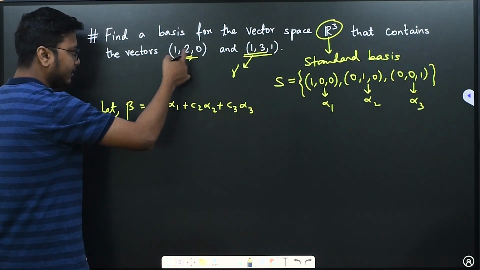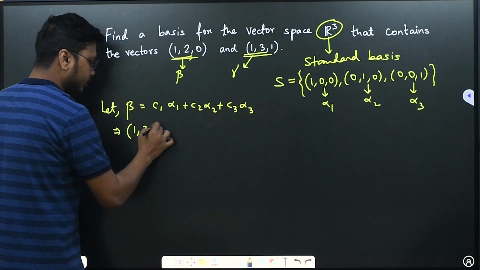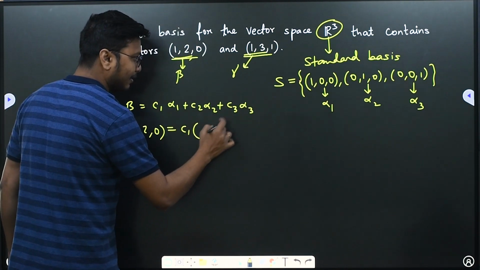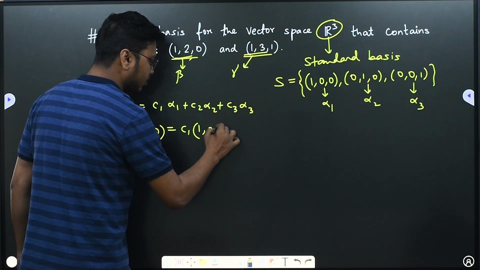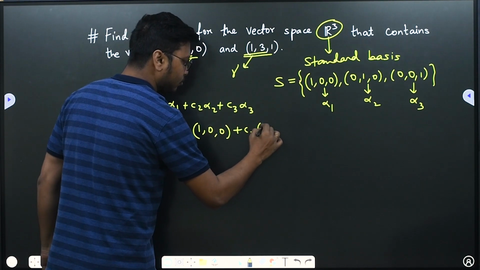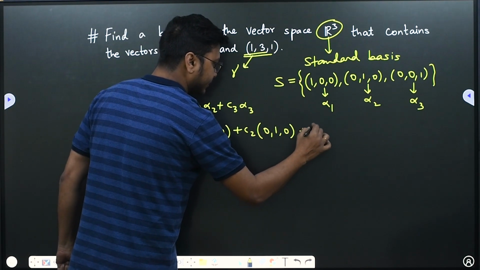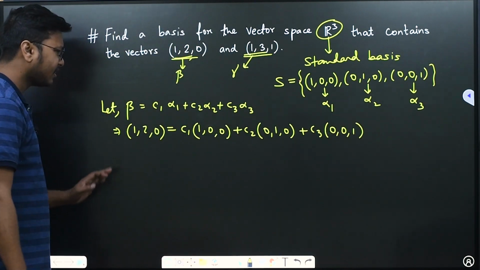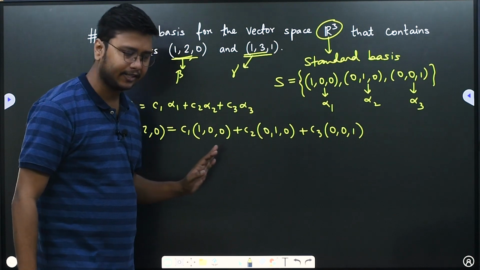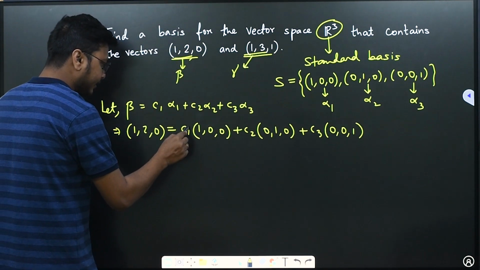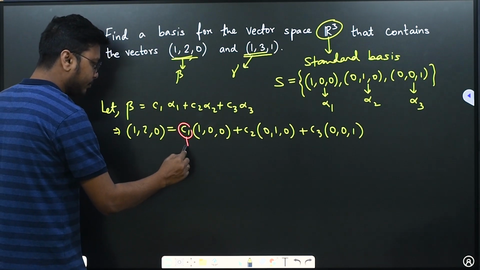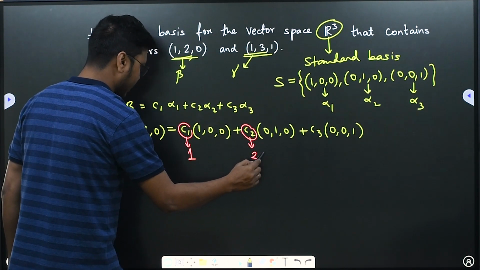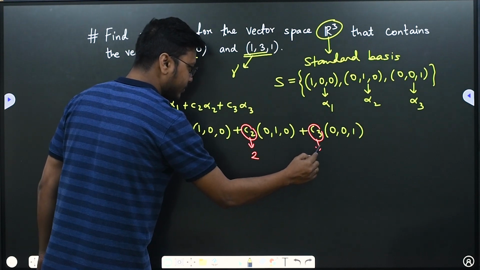So let's plug in the values. Beta value is (1, 2, 0), which equals C1 times alpha 1, which is (1, 0, 0), plus C2 times alpha 2, which is (0, 1, 0), plus C3 times alpha 3, which is (0, 0, 1). Now it's a very easy observation that the C1 value must be 1, the C2 value must be 2, and the C3 value must be 0.